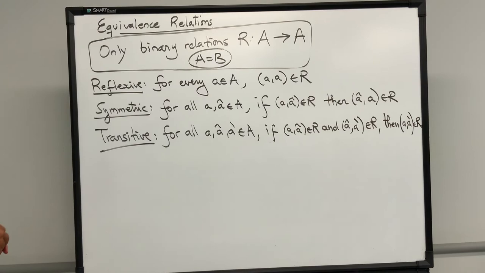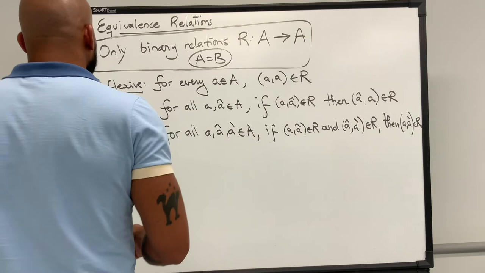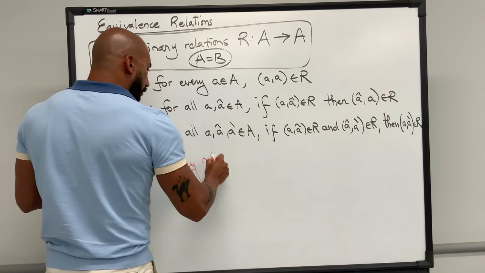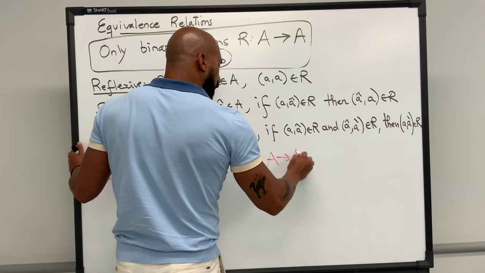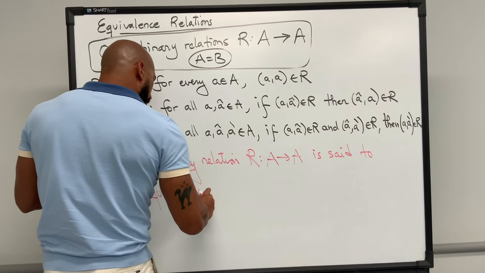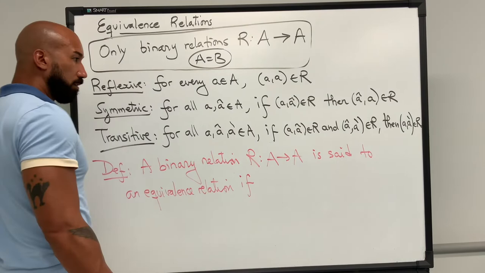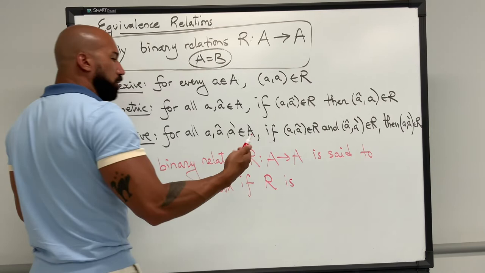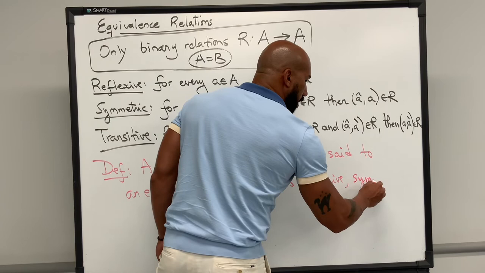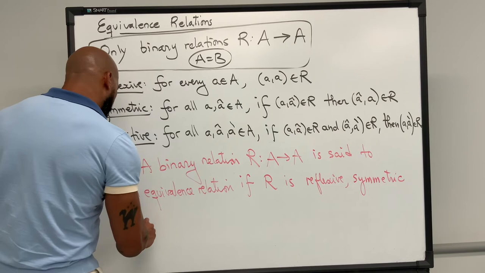We have seen some examples, and we have the following definition now. Definition: a binary relation R from A to A is said to be an equivalence relation if R is simultaneously reflexive, symmetric, and transitive.